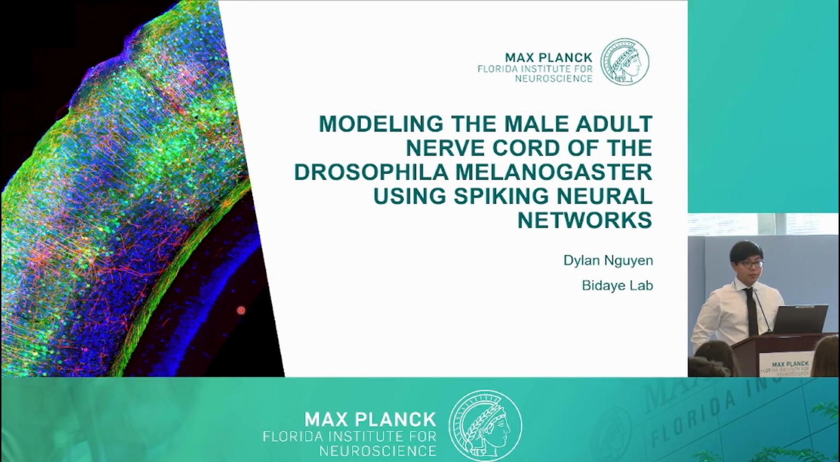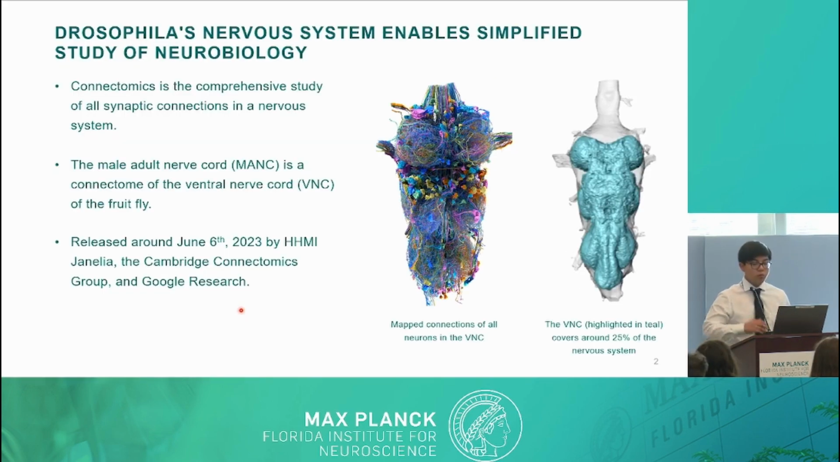Hello, everyone. My name is Dylan, and I'm a rising senior at Dreyfus School of the Arts. And during these 6 weeks, I've had the privilege of working at the Bidea Lab as a scientific programming intern. And my project is modeling the male adult nerve cord of the Drosophila melanogaster using spiking neural networks. I know that sounds like a mouthful, but essentially my project is translating the neural connections within the ventral nerve cord of the Drosophila melanogaster, which is the fruit fly, into a computational model using what we call spiking neural networks. So why the Drosophila?